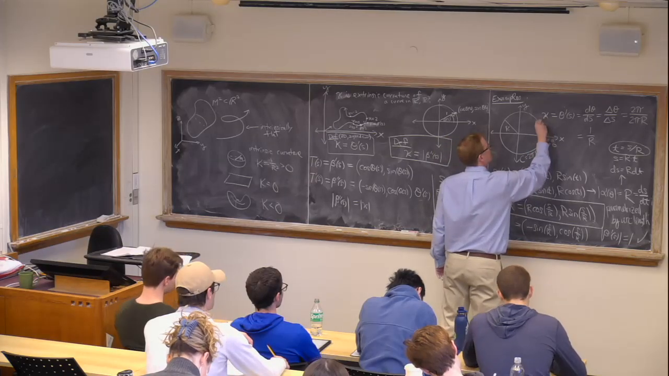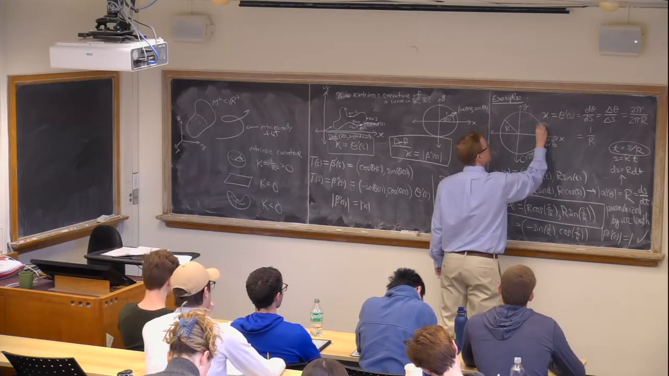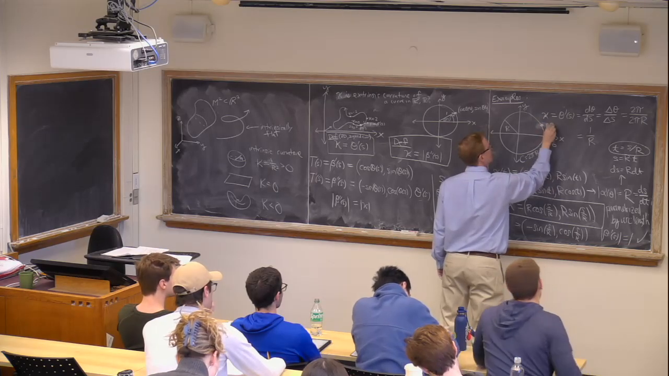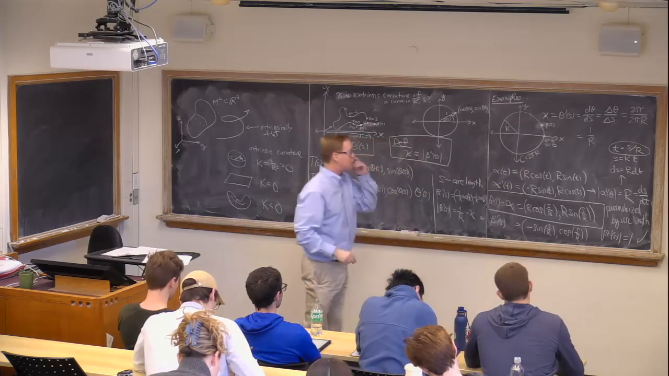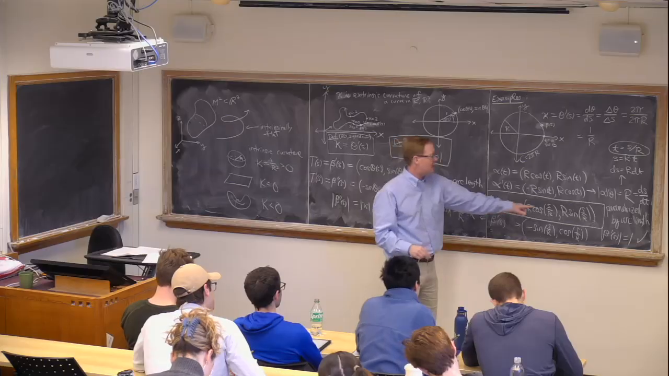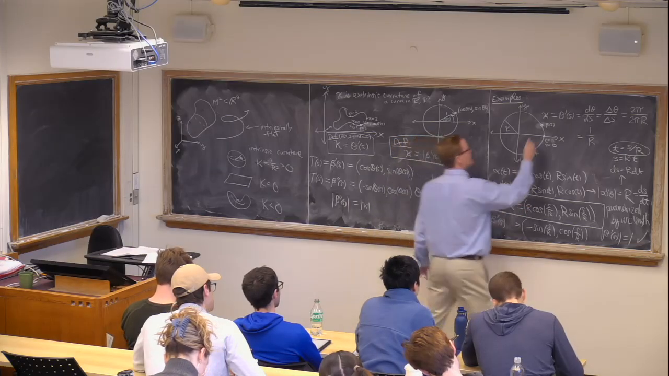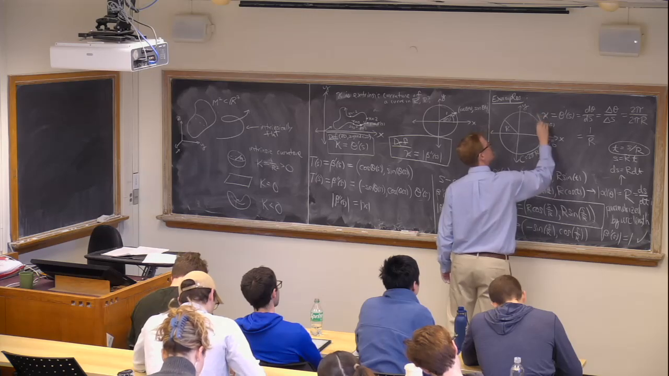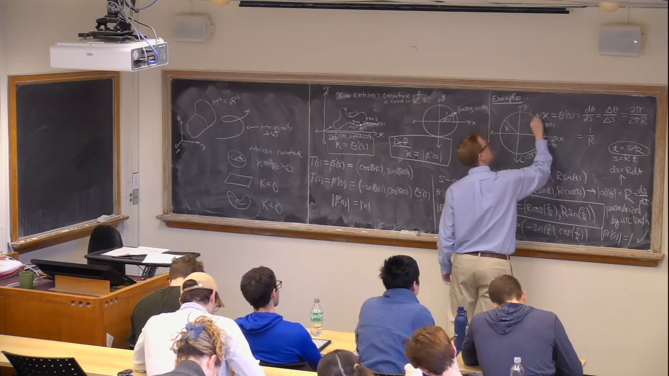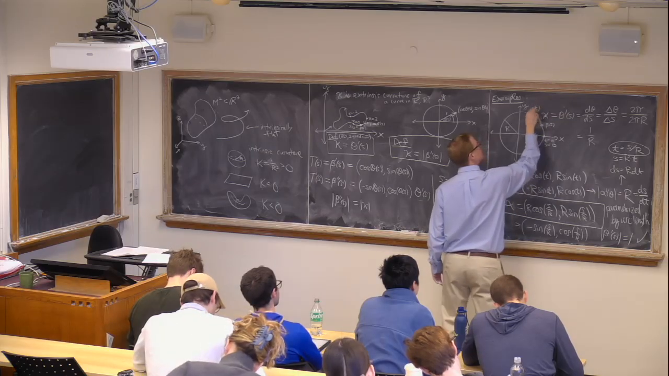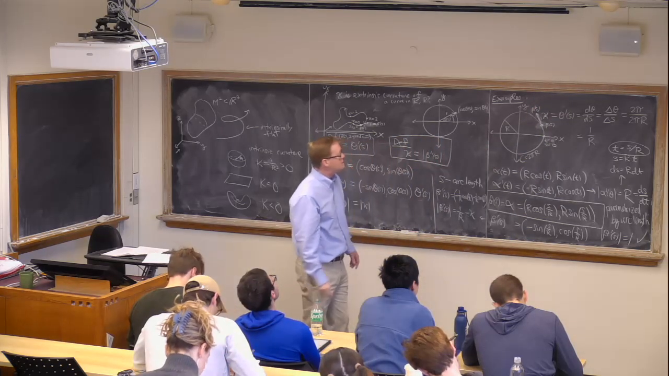If you come up to this point here, you ready? That point is beta of S. Beta of S is a point on the circle. That's this first formula that's boxed. Beta prime of S is a unit vector going in the direction of the curve. So that has length 1, and this is beta prime of S. It's the direction of the curve, it has length 1.